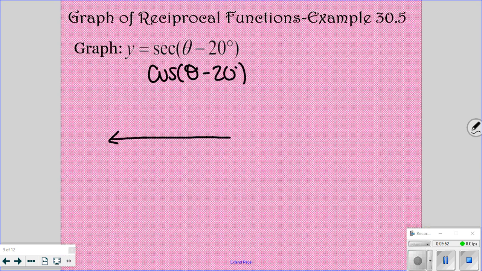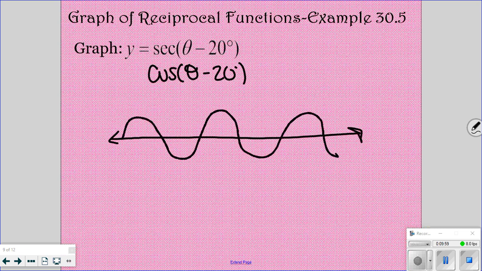Cosine normally hits a maximum, but this time it's going to hit a maximum at 20 degrees because it's always the opposite of whatever number you have. Okay, so if we go forward 360, that would be 380. If we go backwards 360, that would be negative 340. And then they're going to be every 90 degrees.